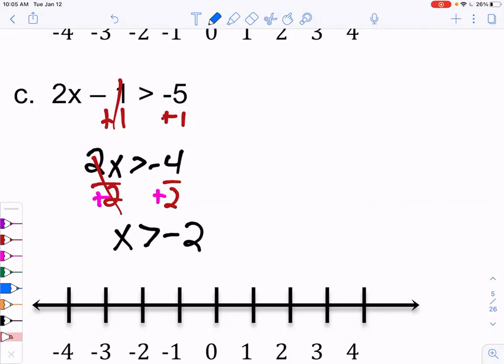Okay, and then this is going to be an open circle on -2. And then, Emma, is it going to be on the left or the right of the shape? If it's greater. Yeah, the greater is on the right.